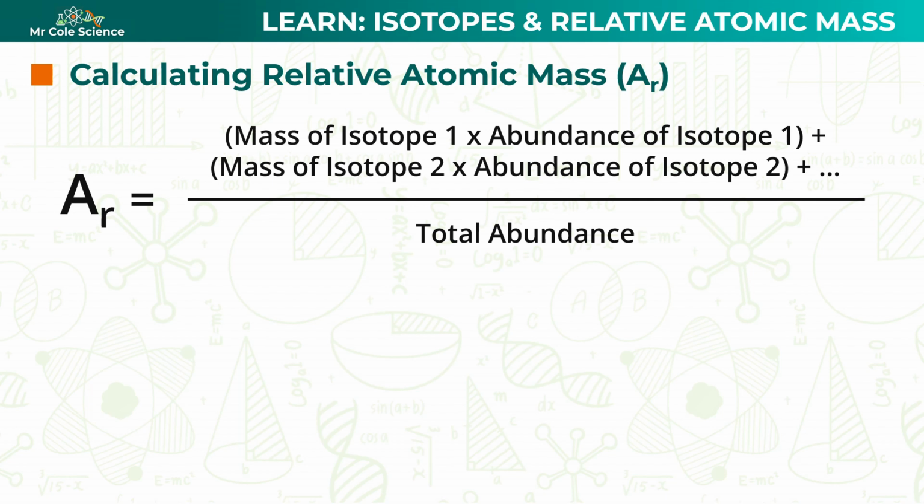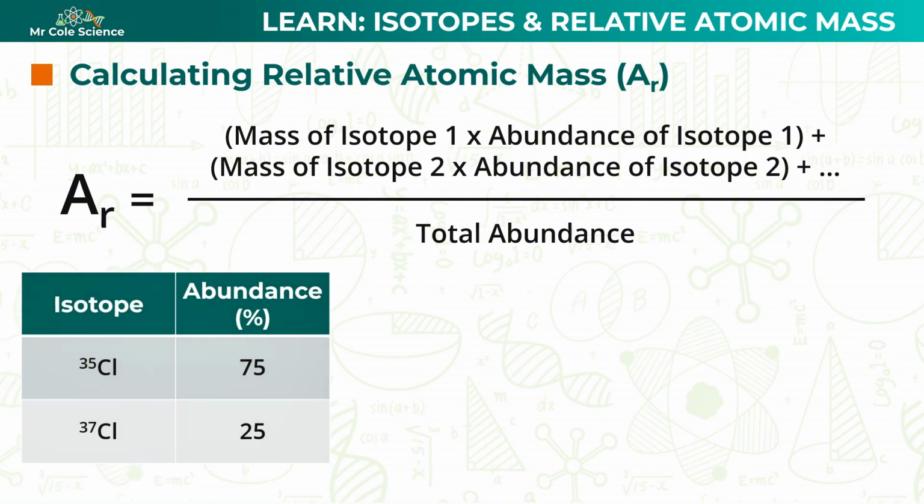Now that might sound and look quite complicated, but let's take a look at an example to help make it clearer. We can calculate the relative atomic mass of an element using its isotopic data. Chlorine has two common isotopes, chlorine-35 and chlorine-37. Roughly 75% of chlorine atoms are chlorine-35, and around 25% of chlorine atoms are chlorine-37.